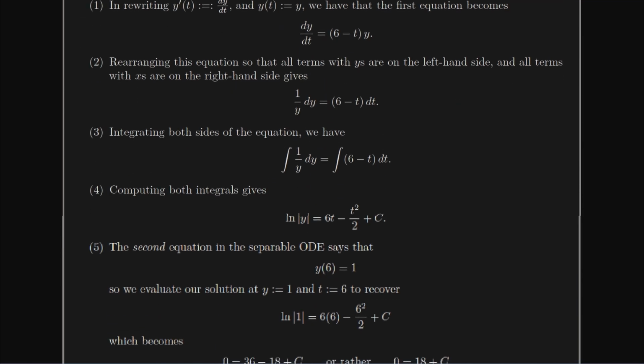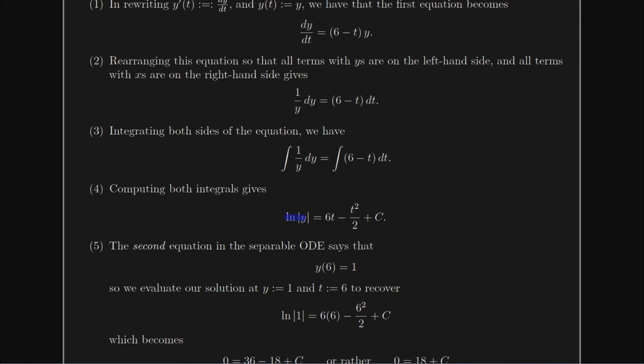When I actually perform that integration, we find that the natural log of y is equal to 6t minus t squared over 2 plus a constant. If I'm going to meet that initial condition, let's recall what it is: y(6) is equal to 1. Then I'm going to have to plug those numbers in and choose a value for c. So I'm going to plug 1 in for y and 6 in for t.